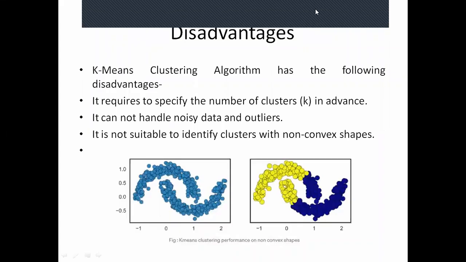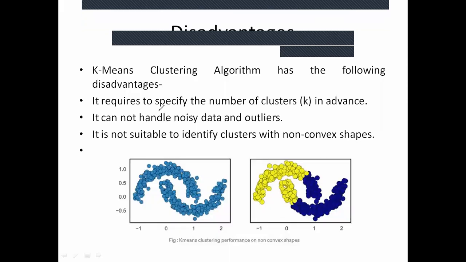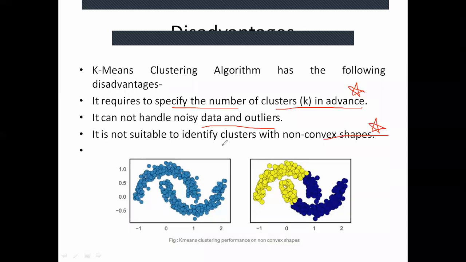One disadvantage, I have already told you, is that we need to specify the number of clusters in advance. That is the main disadvantage of the K-means clustering algorithm. Another thing is that it can't handle outliers. If your data is noisy, or some outliers are there, then it becomes difficult for this algorithm to handle those. And the third one is also a very important disadvantage, that it is not suitable to identify clusters with non-convex shapes. Okay, now what's the meaning of that?